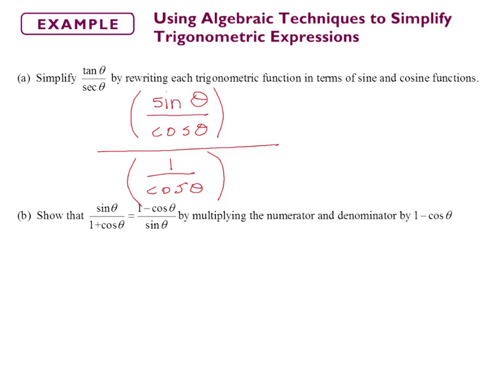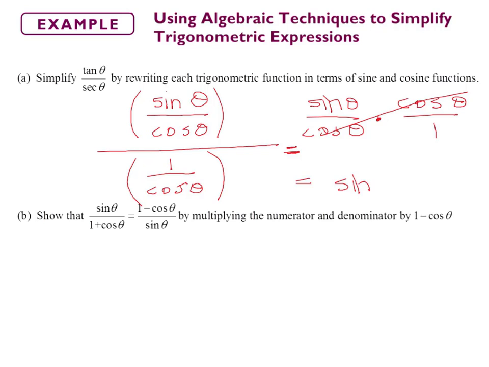So now, using algebra, I can say this is equal to the sine of theta over the cosine of theta times the cosine of theta over 1, right? And then I can cancel these, and I can say this is equal to the sine of theta. So I can say tangent of theta over secant of theta is equal to sine of theta. Always. It's an identity. Good?